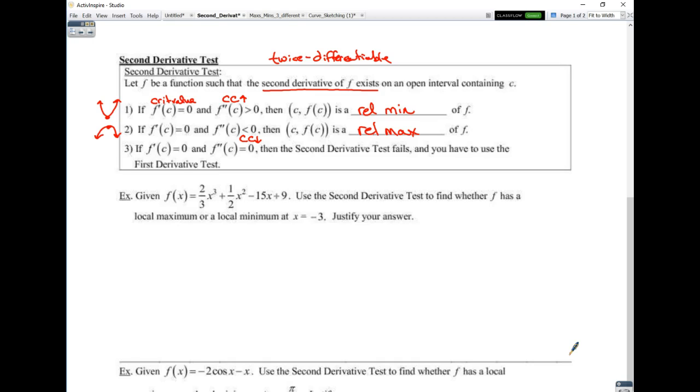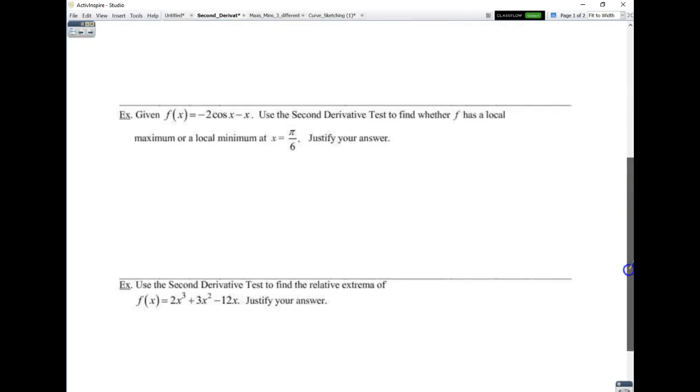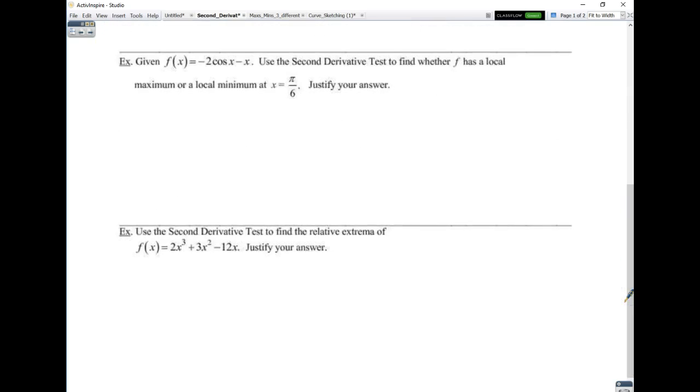All right, I'm going to skip this one right here. Last period got that one, so if you want to know what the answer to that is, we'll find out. Let's talk about the trig question. I tell you that I have an f of x equals negative 2 cosine x minus x. I'm going to use the second derivative test, so I don't have a choice. I've got to use the second derivative test to find whether f has a local max or a local min at x equals pi over 6.